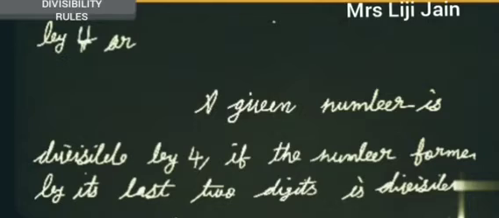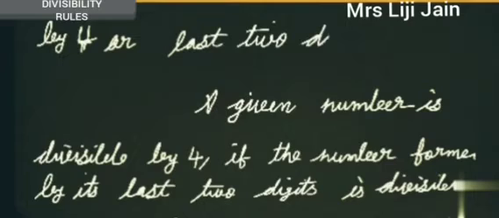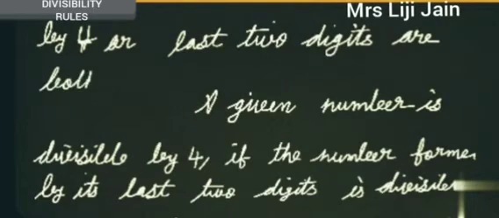What is that? Or if the number formed by its last two digits is divisible by 4, or the last two digits are both what? Last two digits are both zeros, isn't it? Or last two digits are both zeros. If the number formed by its last two digits is divisible by 4, or last two digits are both zeros.